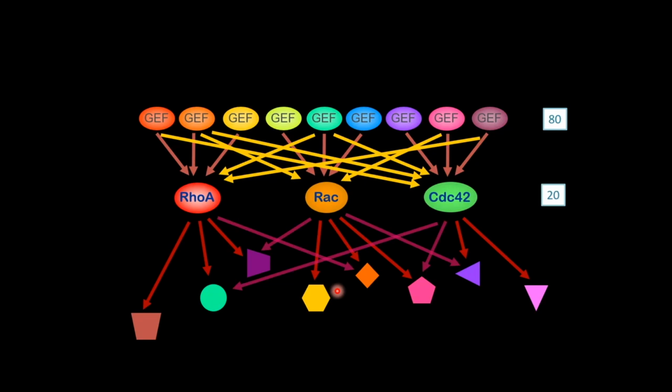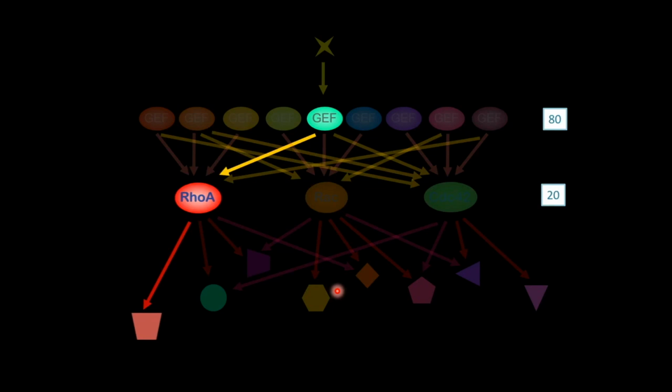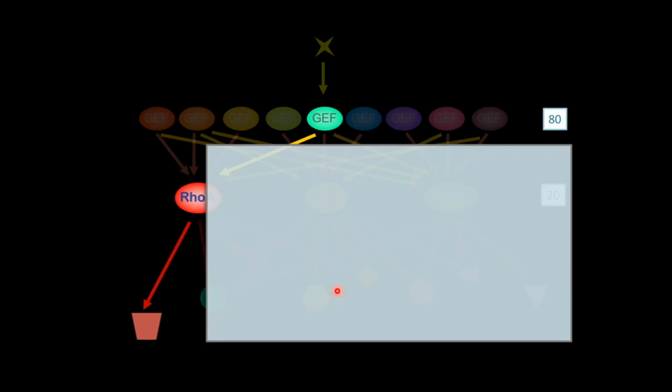So one of the questions that my lab is trying to understand, or one of the challenges in the field, is how does the cell decide, for example, when a GEF is stimulated to activate, say, this particular pathway as opposed to this particular pathway? And this is one of the questions that my lab has been interested in understanding for many years. And we try to understand different questions related to this problem.